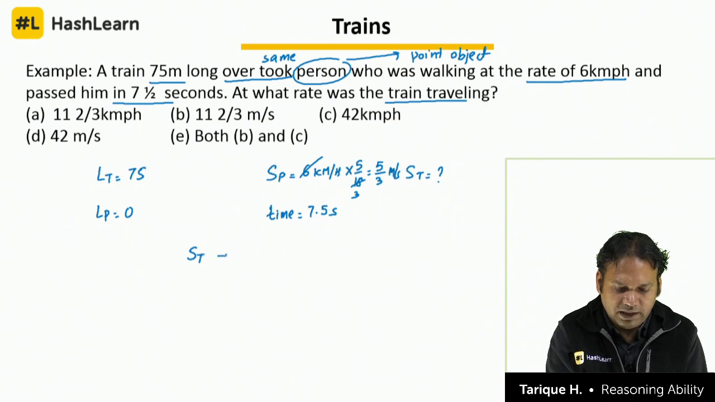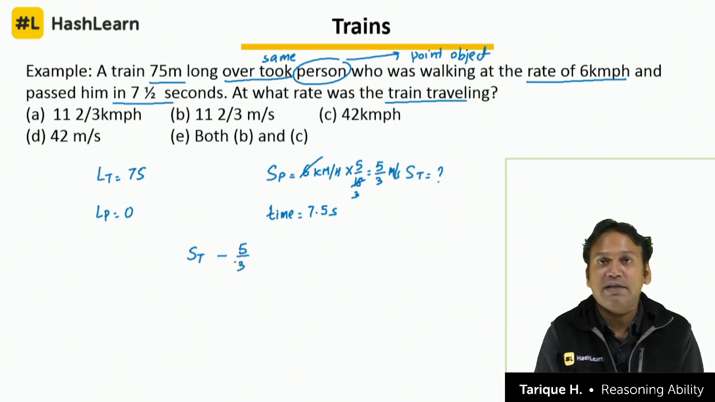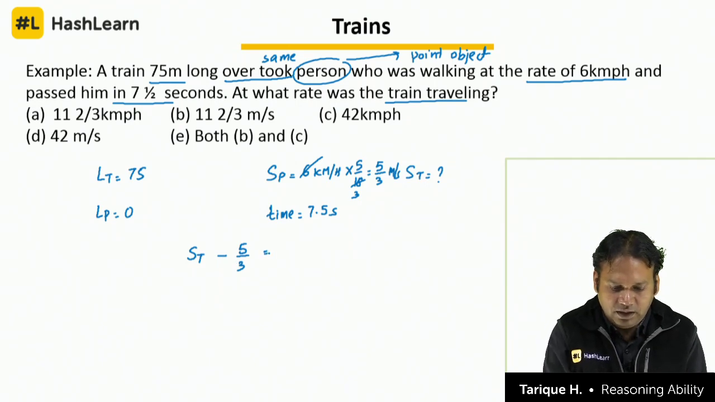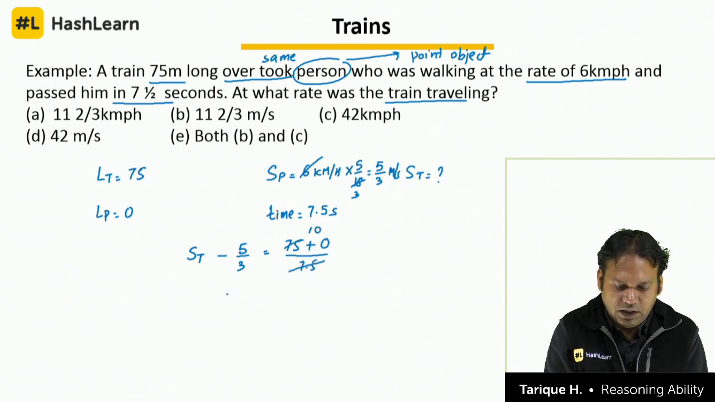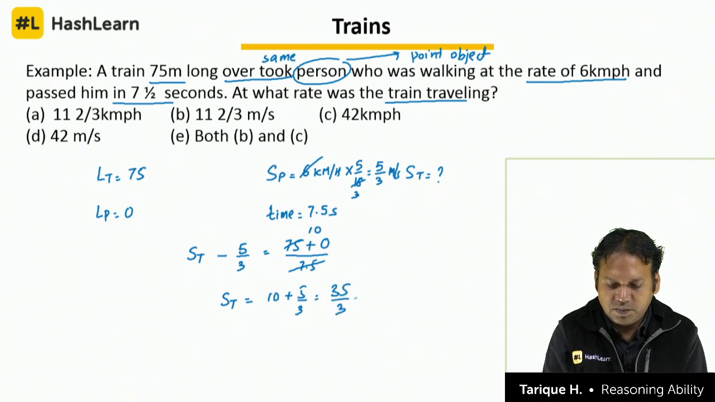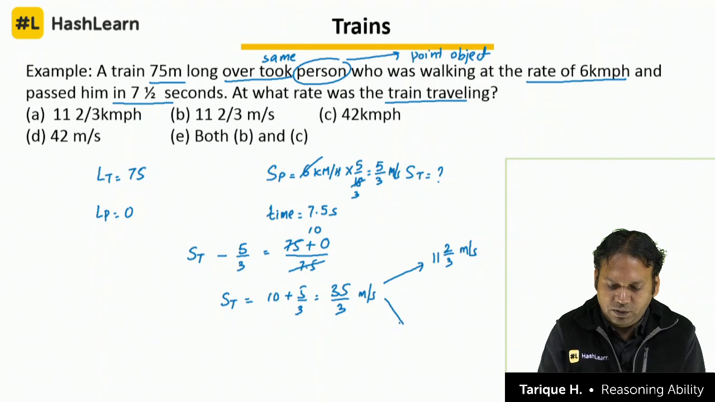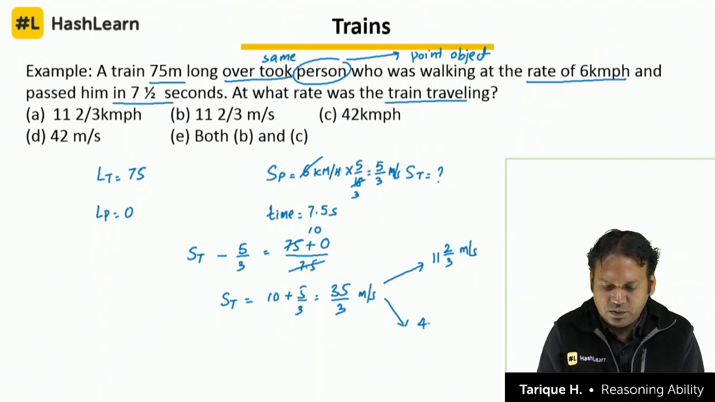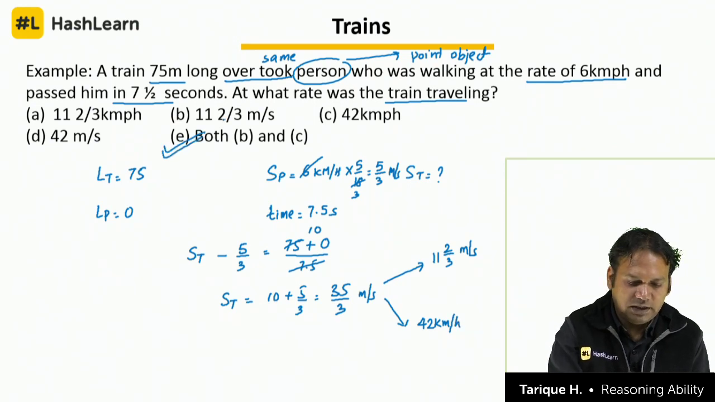Speed of train minus 5 by 3, because S1 minus S2 they are moving in the same direction, is equal to length of train plus length of person by time. This will cut it 10 times. Speed of train is equal to 10 plus 5 by 3, that is 35 by 3 meters per second. We can represent it as 11.2 by 3 meters per second. If you convert it into kilometers per hour, it will be equal to 42 kilometers per hour. So the answer will be both B and C.